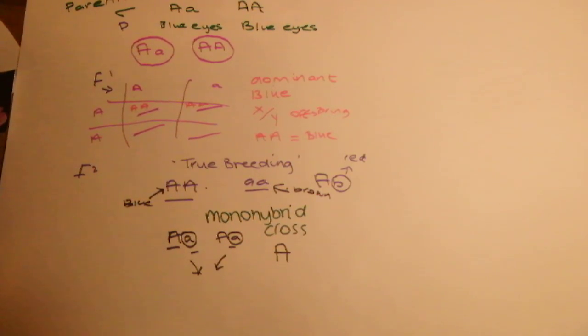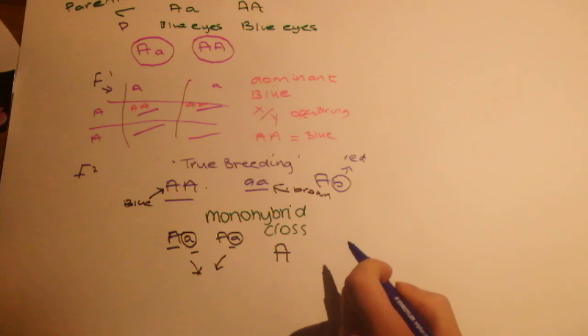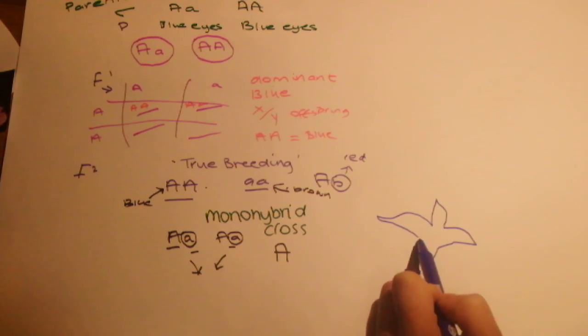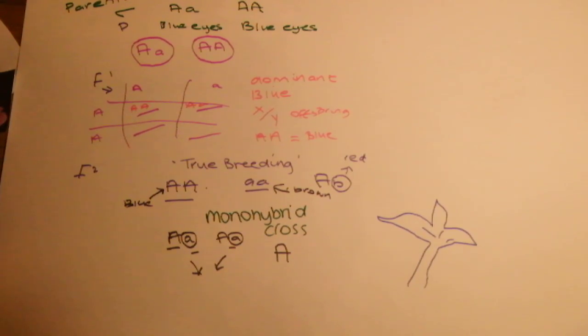parents. And then we have codominance, which is when you have two different alleles that occur for the same gene, but both equally dominant. This allows the phenotypes both to be expressed in an organism. An example of this is snapdragon flowers. That's a bad drawing of a flower. So a snapdragon flower is an example of codominance.